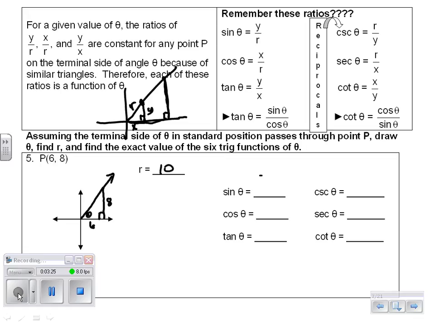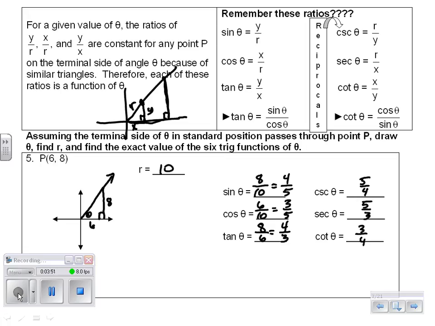So sine is 8 over 10, y over r, and we reduce it to 4/5. Cosine is x over r, and reduces to 3/5. Tan is y over x, reduced to 4/3. And then their reciprocals. Cosecant will be 5/4. Secant's 5/3, and cotan 3/4.